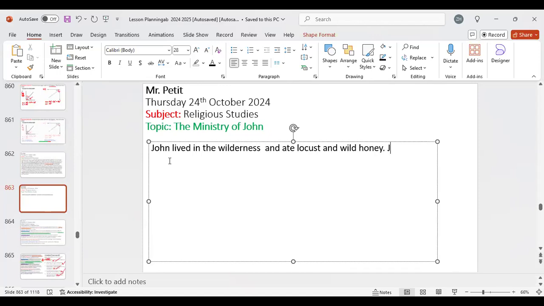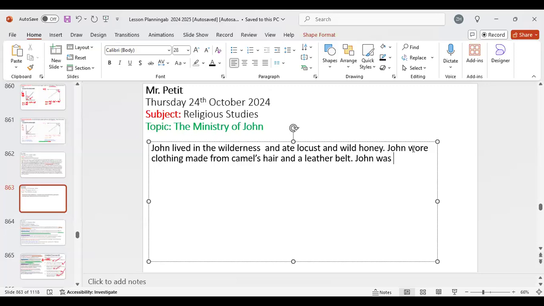What did he wear? He wears simple clothes. So John wore clothing made from what? Camel's hair. And his belt was what? A leather belt. Very good. So he basically wore simple clothes, right?